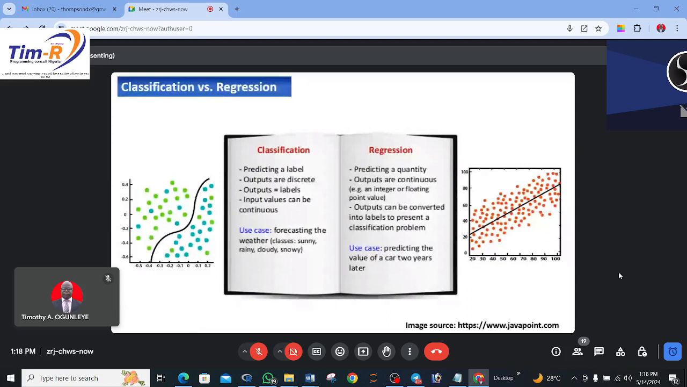A use case is predicting the value of a calf 2 years later. So if you want to know the value of a calf 2 years later, we can do that using regression. The graphical representation of that is this. This is classification and this is regression. Regression has to do with fitting a line. So that's classification versus regression.